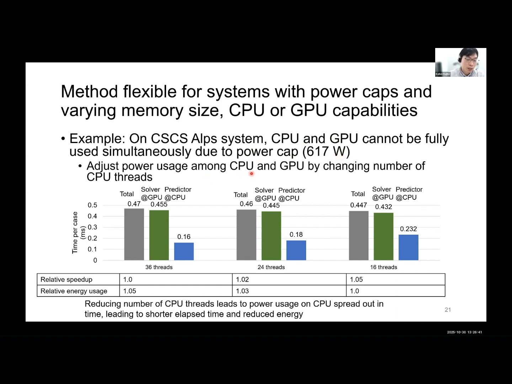So here we adjust the power diverted to the CPU by changing the number of OpenMP CPU threads. We adjust the number of CPU threads to 36, 24, and 16. This means that we reduce the power allocated to the CPU when we use fewer threads. By doing so, we can put more power to the GPU, and in this case, we could get about 5% improvement in speedup and energy usage when compared to using 36 threads.